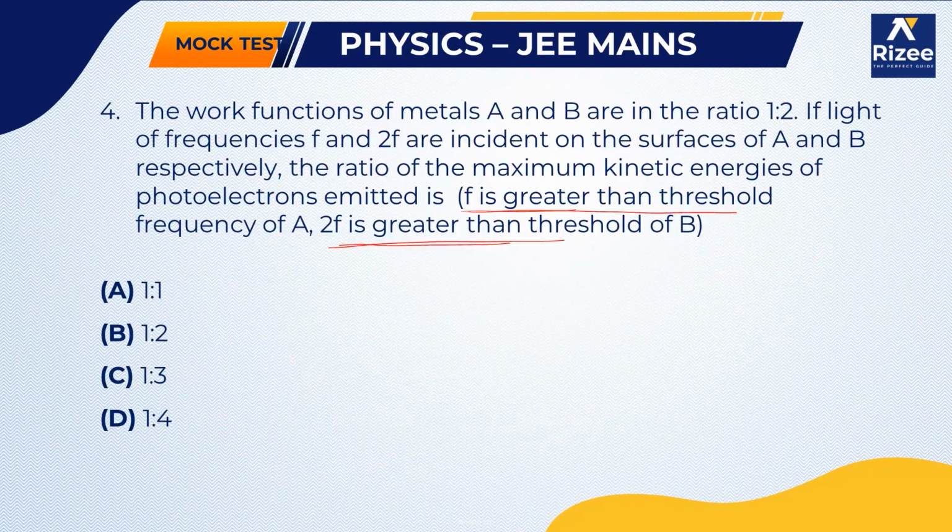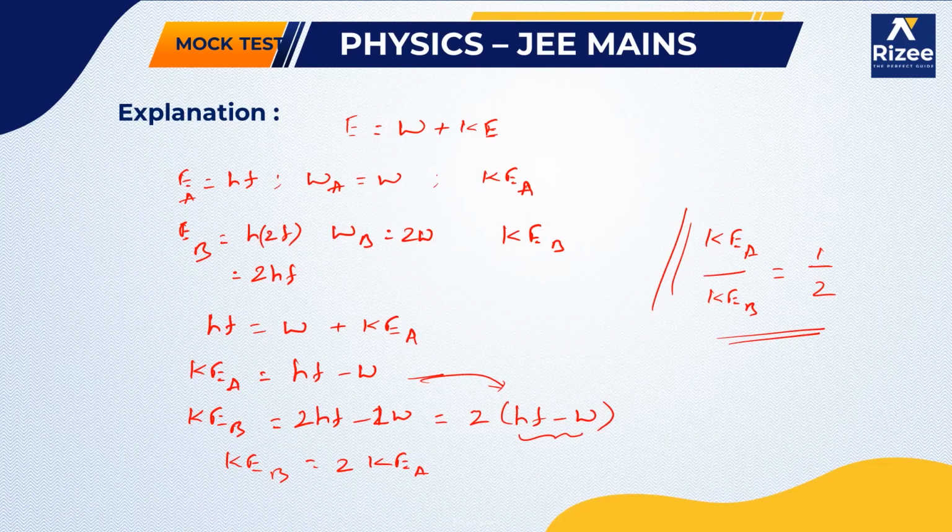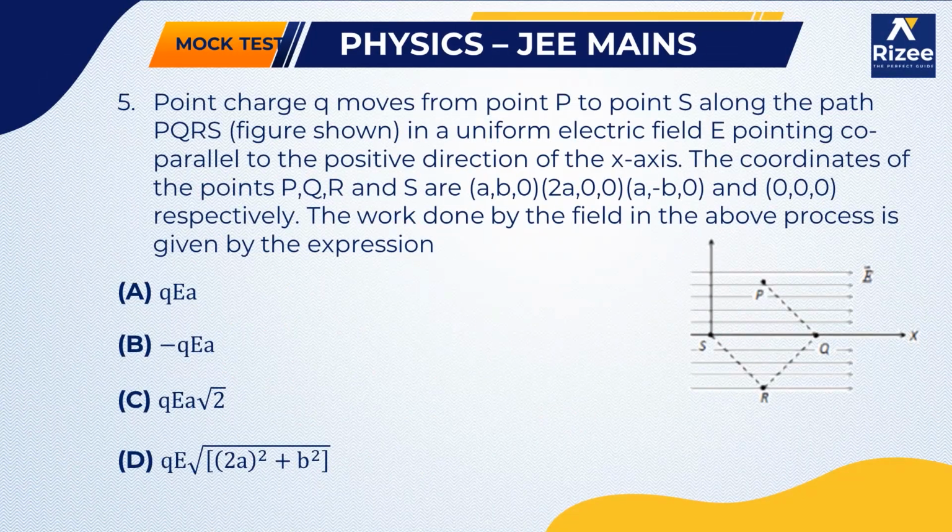So now go to the question, please, and verify the answer. The first option is 1:1, which is not it. We have got the option 1:2, so that will be your second option here. Right, now next we'll go for the fifth question.